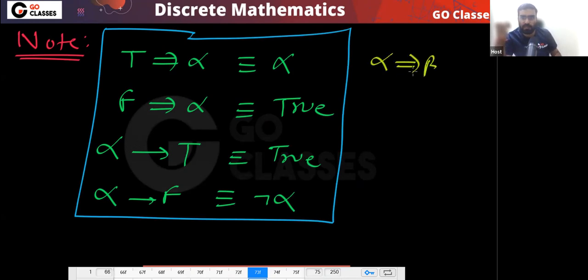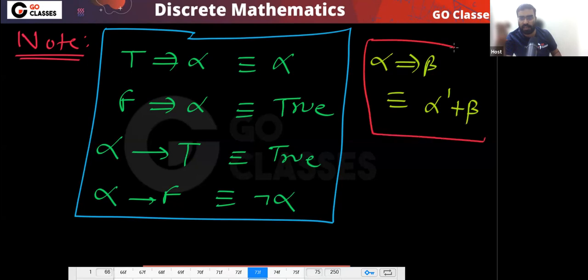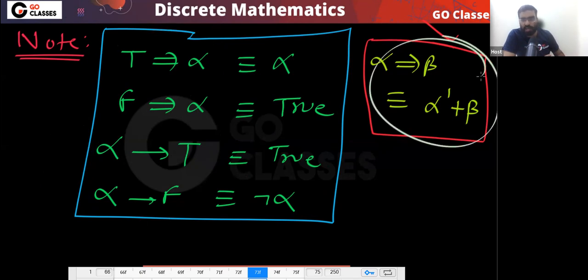You know that alpha implies beta is the same as alpha dash or beta. So if you forget, you can understand and solve like this. So these things are very helpful, many times they will help you. But I'm just saying that don't make any mistake. If you are not confident, then alpha implies beta is alpha dash or beta.